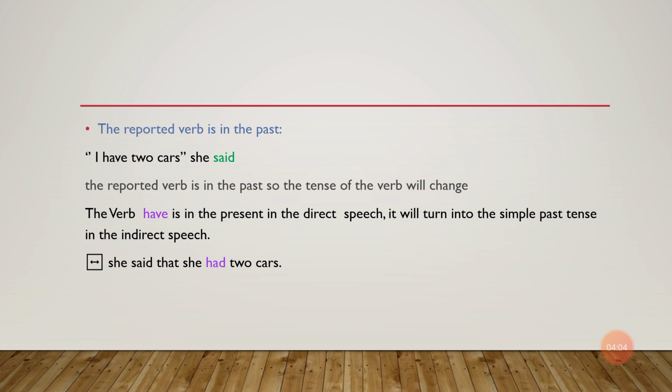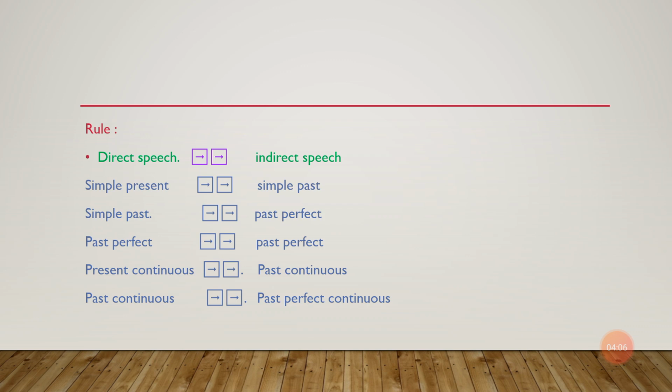Now, the rule said. This rule is very important when the reported verb is in the past. If we have the simple present in the direct speech, the simple present becomes simple past in the indirect speech. If we have simple past, it becomes past perfect.